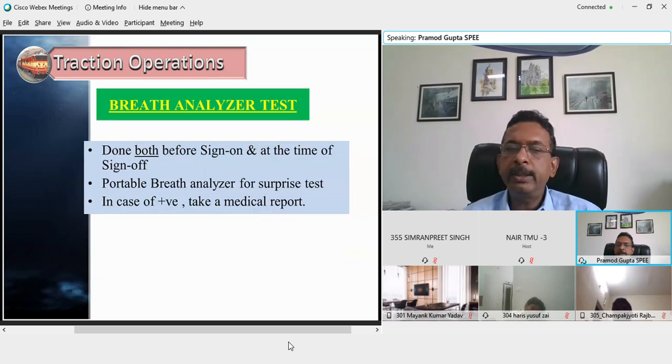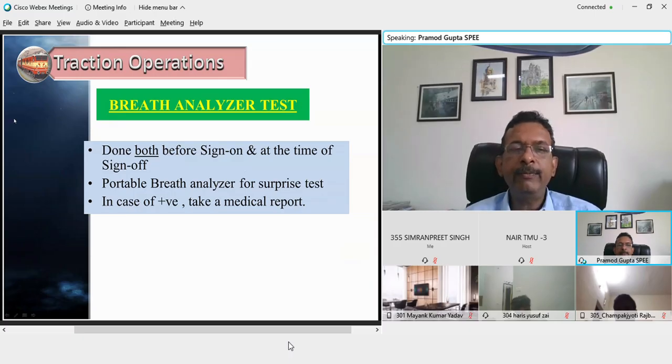The breath analyzer test is important, and it has played a very important role in improving the overall safety. It has developed over a period of time after we gained a lot of experience when we introduced the breath analyzer test into the system. Initially, it was done only before signing on, to know whether they are in an intoxicated condition, whether they have consumed some liquor before reporting to duty.